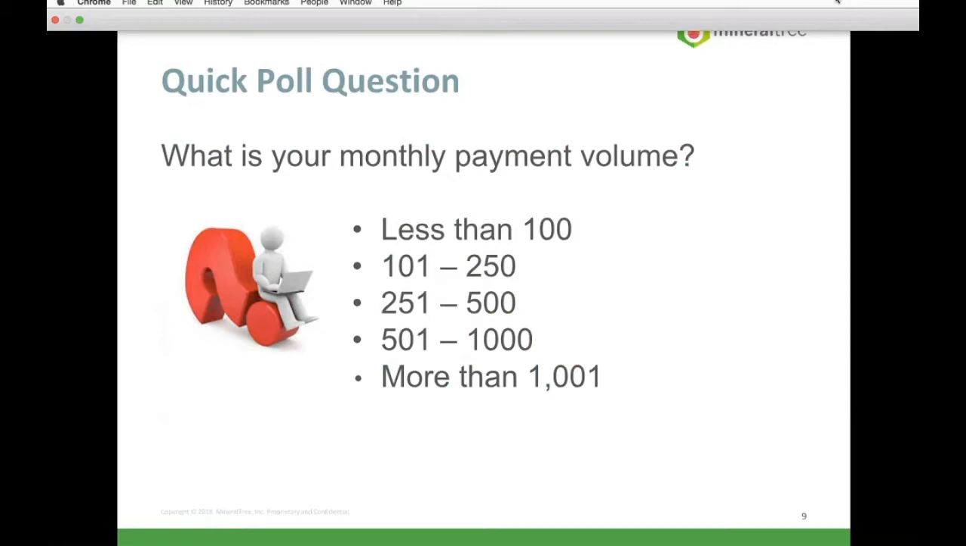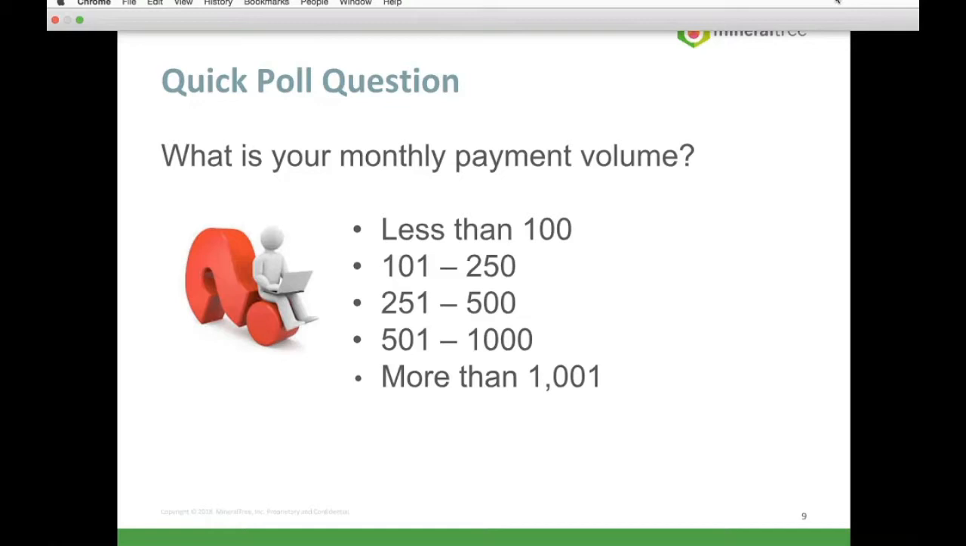And so maybe, if you don't mind, Adam, if you can launch the next poll as well, that will help give an indication of where companies are, because I think that's an important indicator for how open to fraud you are.